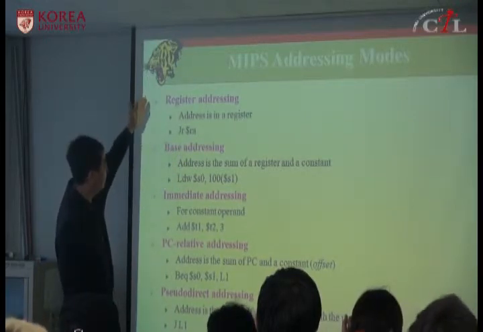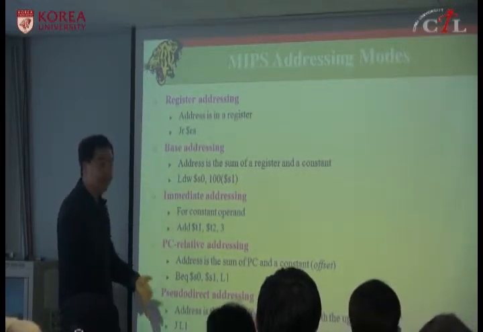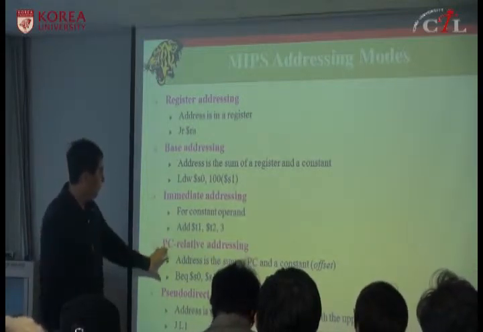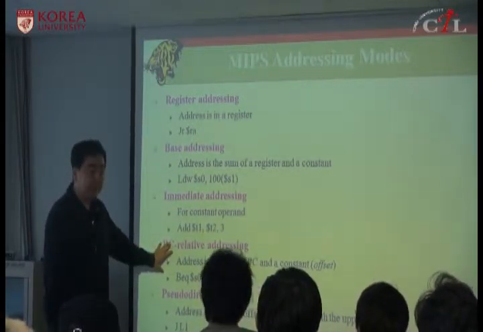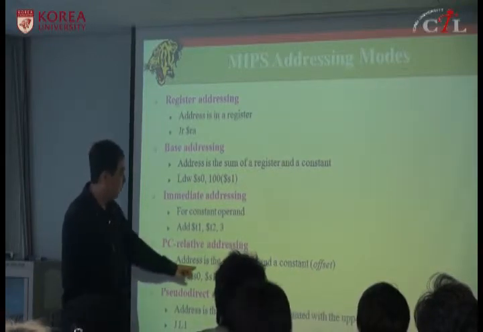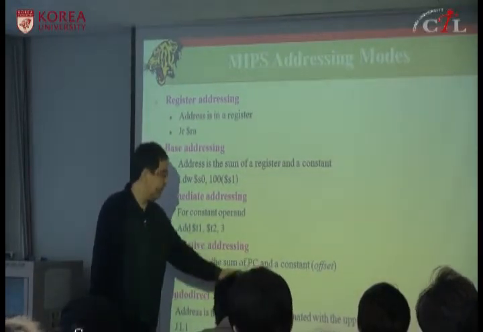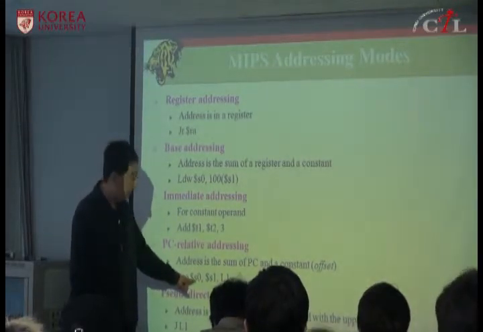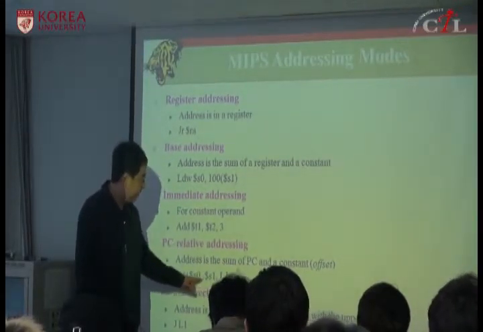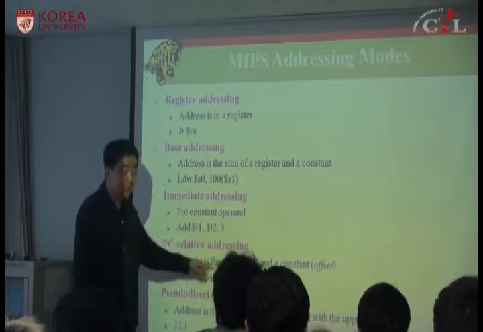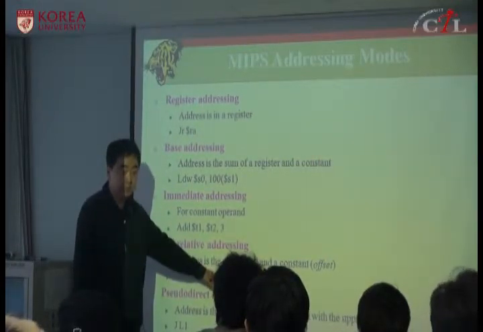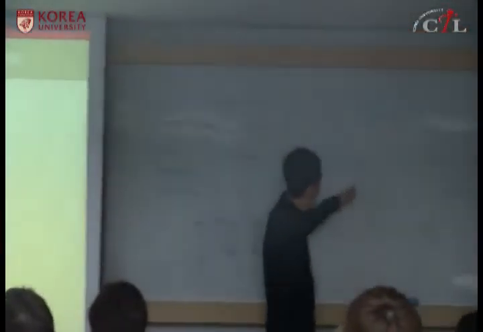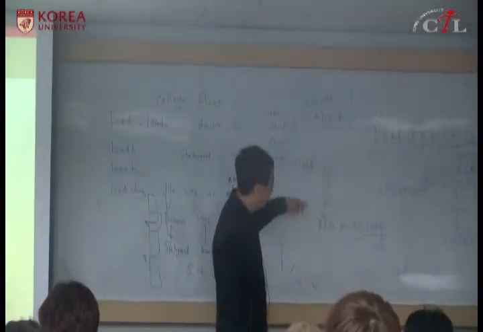So MIPS supports 1, 2, 3, 4, 5 different ways of addressing. And you have seen this one also, PC relative addressing. The address is the sum of the PC and a constant. So here, branch if equal $S0, $S1, R1. If these two registers are the same, you go to this label. Okay? So from here, we are going to this location.